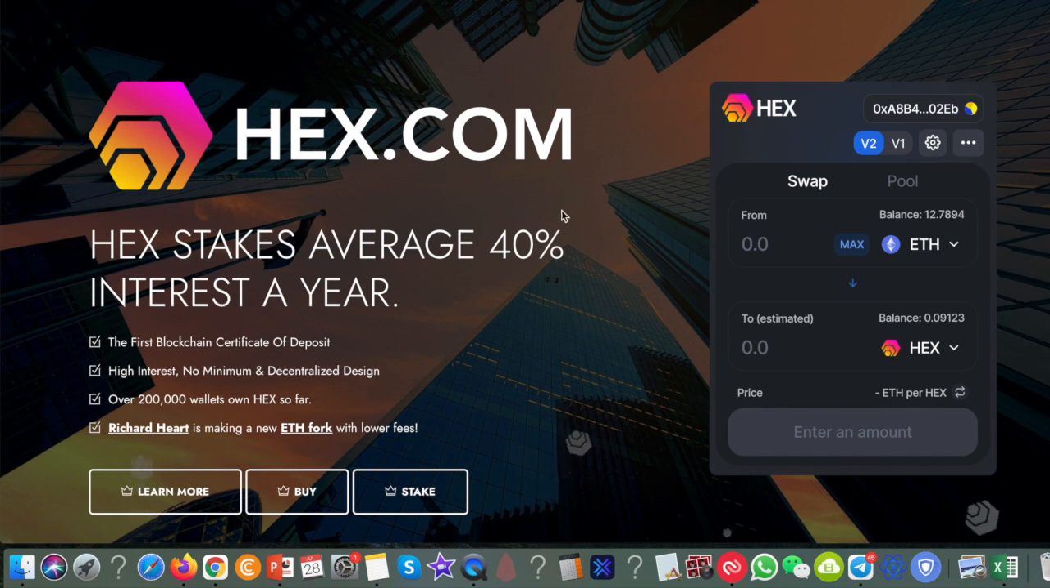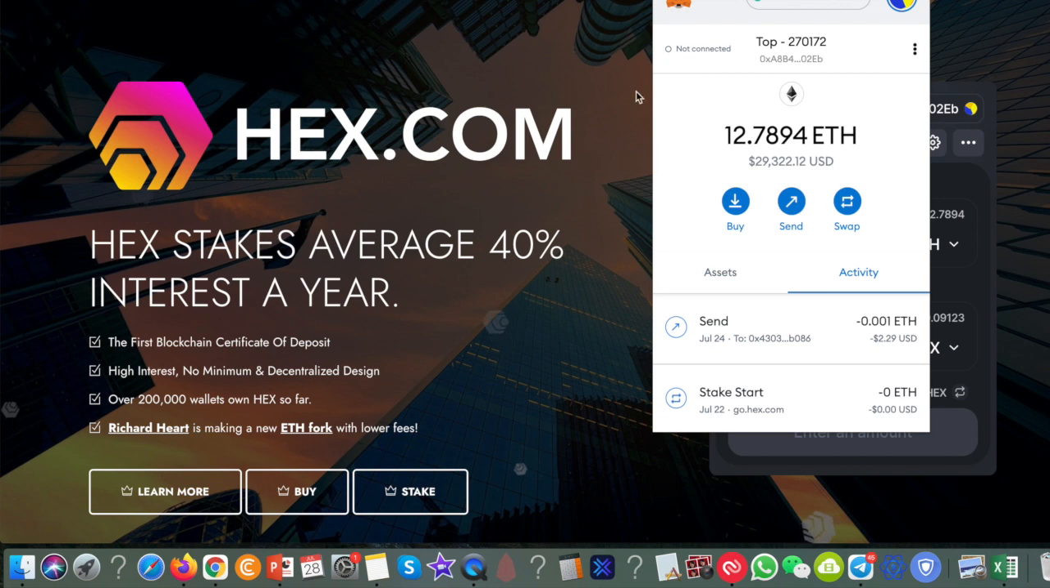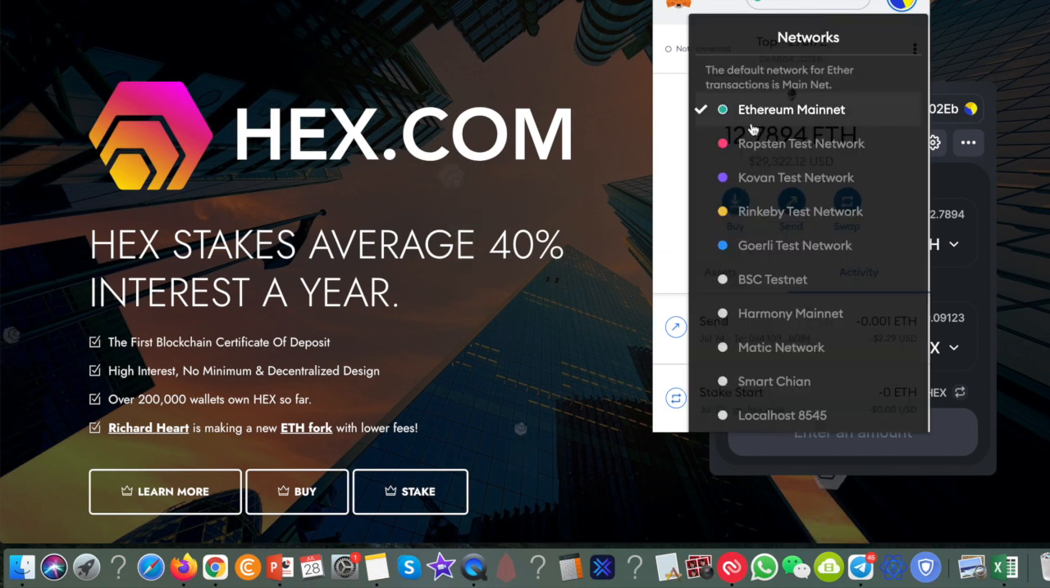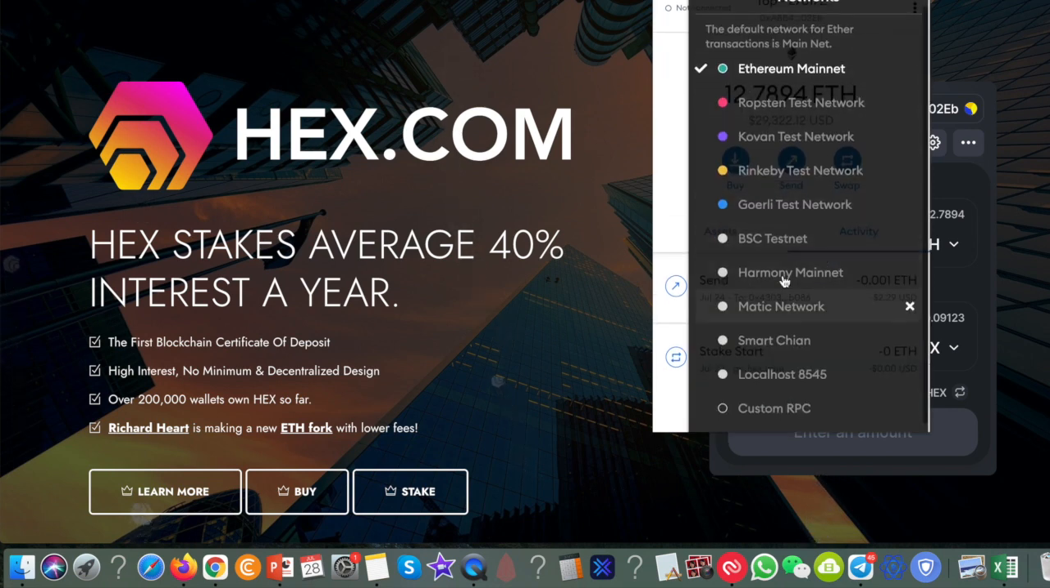When you come up to MetaMask, if I come up to the top here, you can see I'm on the Ethereum network, but you've got these other networks. You've got the Harmony network, the Matic network, the Smart Chain network. There'll be a new network coming out that's going to be a fork of Ethereum, and it's going to be called Pulse Chain. That Pulse Chain is what's going to push the HEX coin, in my view, up through the roof. Plus, it's going to be producing a new coin that's going to be used for bridging between Ethereum mainnet and the new Pulse Chain.